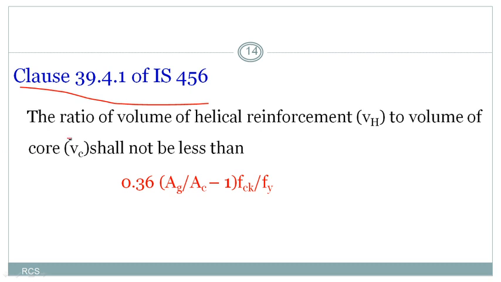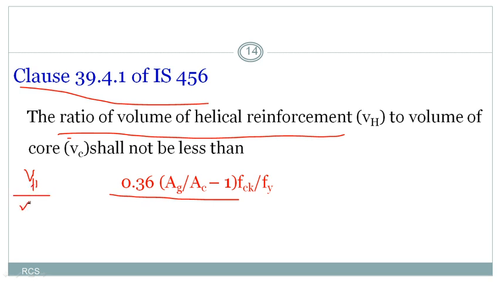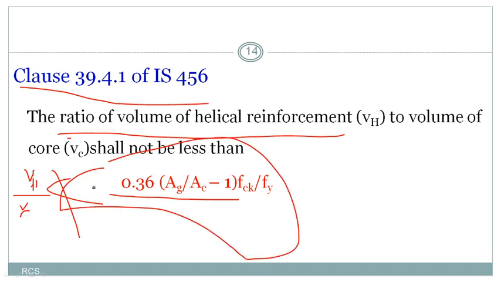The ratio of the volume of helical reinforcement, that is VH, to the volume of core VC shall not be less than 0.36 times (gross cross-section area by area of concrete minus 1) times FCK by Fy. So this clause is very important for your competitive exam purpose as well as your design of this short column.